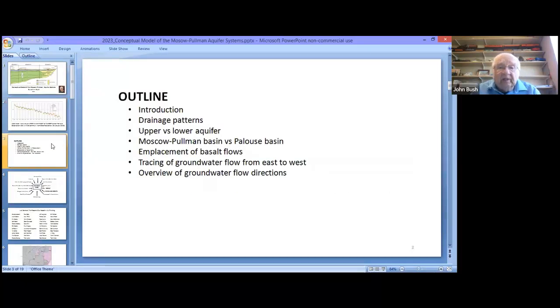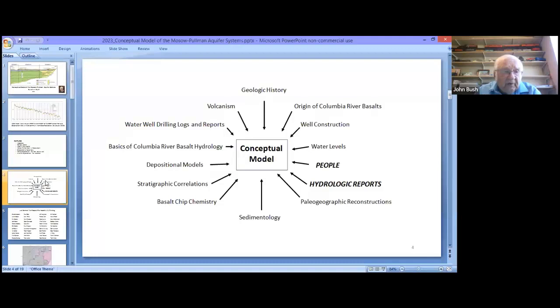Some of the topics we're going to cover are a very short mention of drainage patterns, a reminder of where the upper and lower aquifer boundaries are, where the Moscow-Pullman Basin versus the Palouse Basin is, and a statement about the emplacement of basalt flows. Primarily, the last 15, 20 minutes of the talk will be tracing the groundwater from east to west in a cross-sectional view, and then we will look at an overview of groundwater flow directions in an aerial view, and that will be sort of a summary of how our model works. Let's not forget how the model was put together.